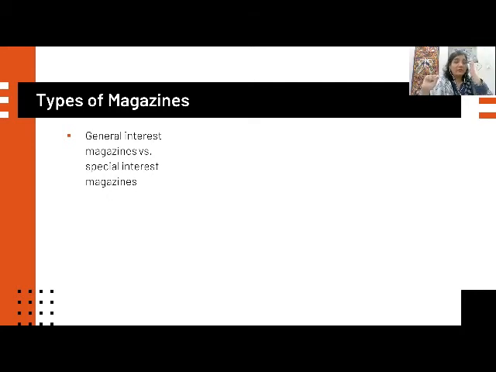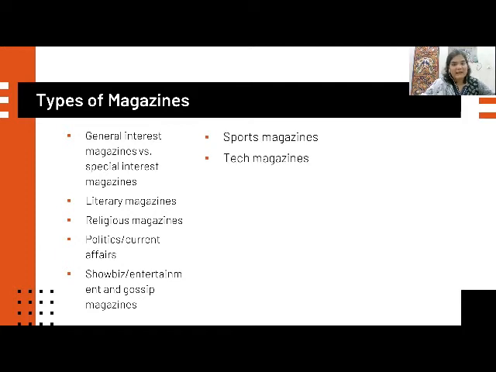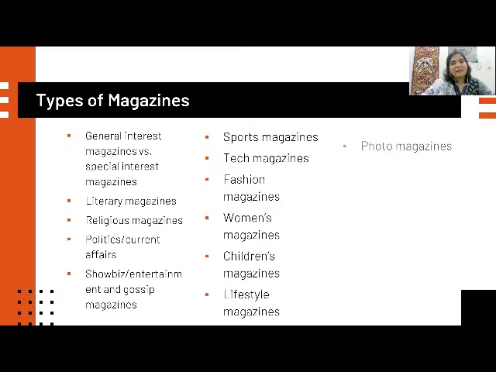So there are going to be two classes: general interest magazine, which is just one class, and then special interest magazine, which will have further different classes. They could include literary magazines, religious magazines, political, current affairs, showbiz, entertainment and gossip magazines, sports magazines, tech magazines, fashion magazines, women's magazines, children's, lifestyle, then photo magazines, something which would include only photographs, for photography lovers.